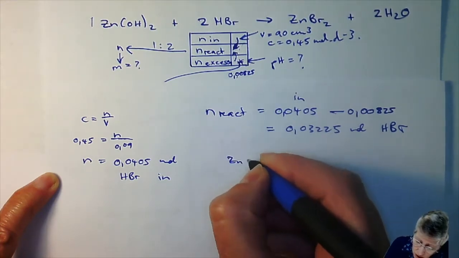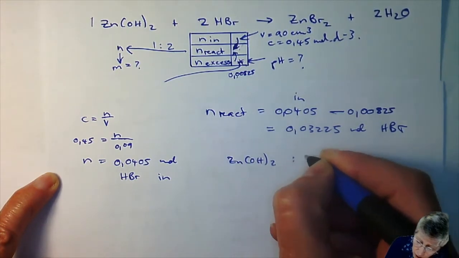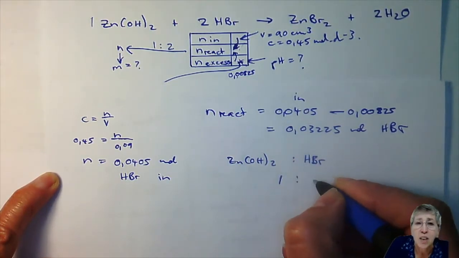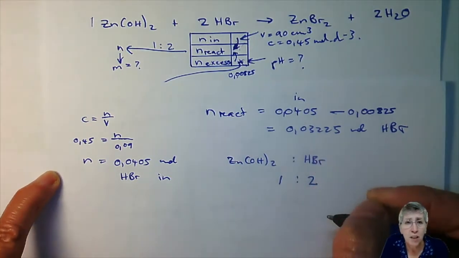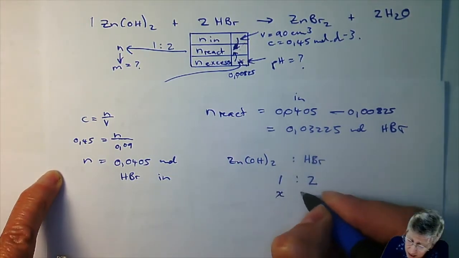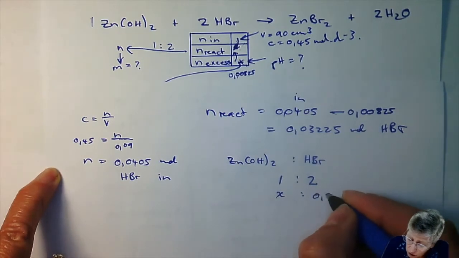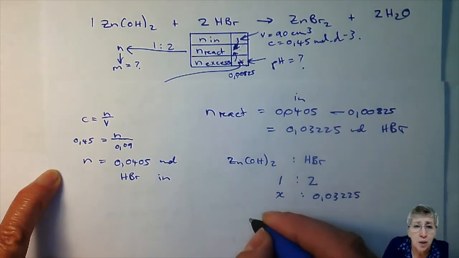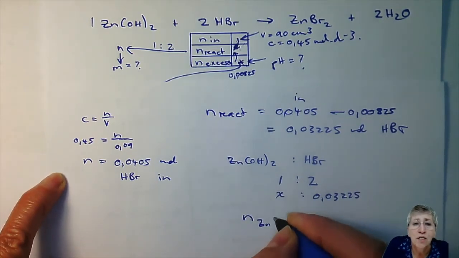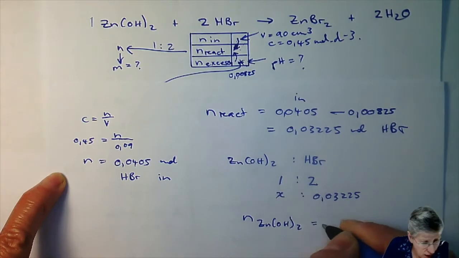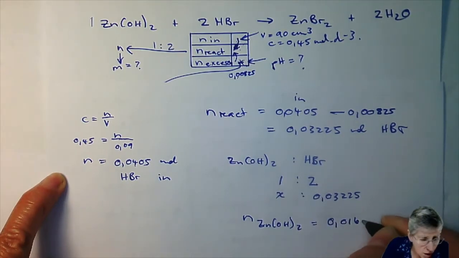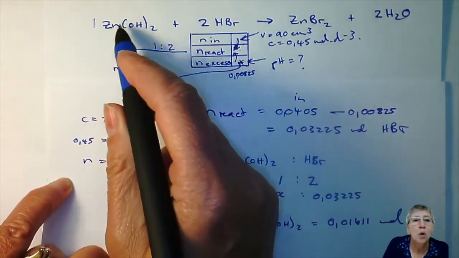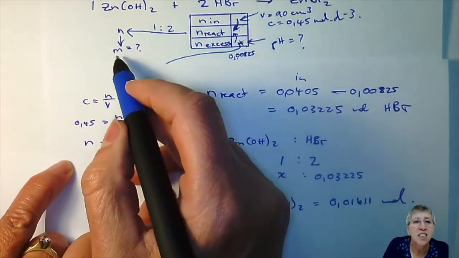Right, so zinc hydroxide always reacts with HBr in the ratio 1 mole of zinc hydroxide for every 2 moles of HBr. And now I don't know the zinc hydroxide, but I know the HBr is 0,03225 moles, and it's just divided by 2, so the number of moles of zinc hydroxide is going to be 0,01611 mole. Right. So now I know how many moles of zinc hydroxide, and I just need to take that to mass.